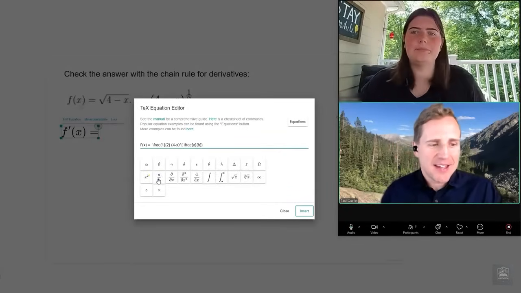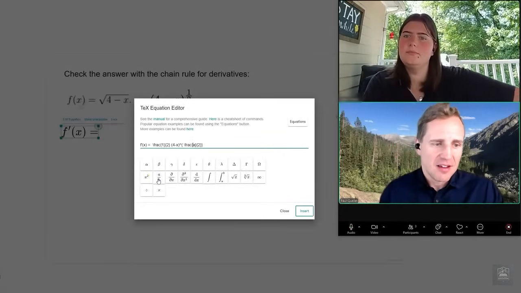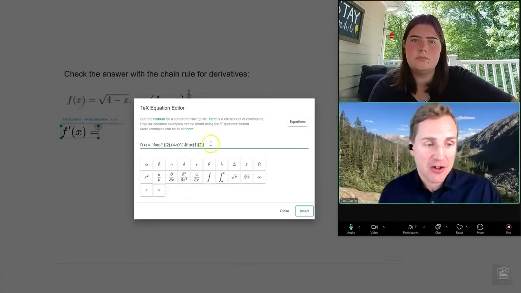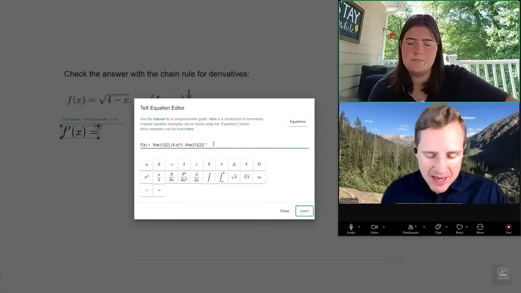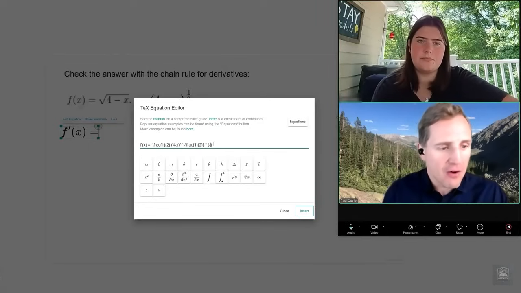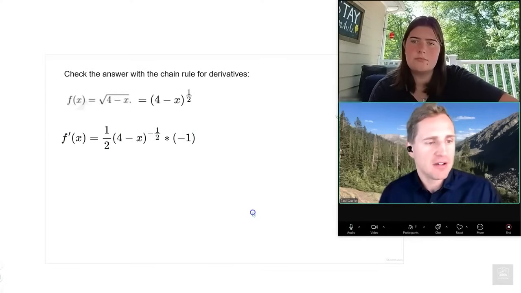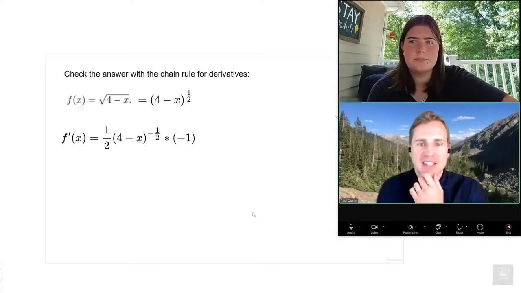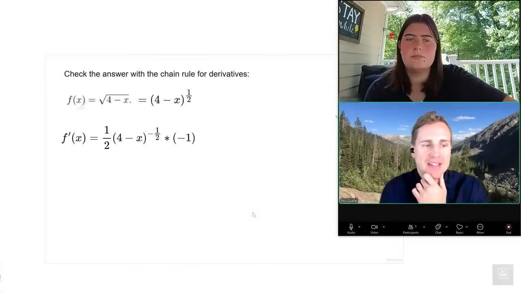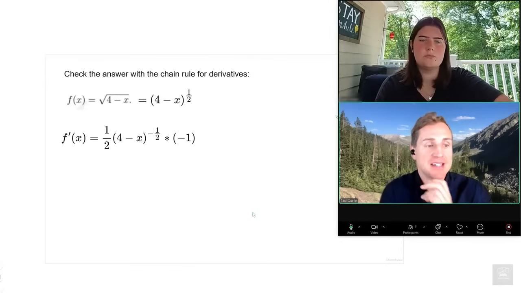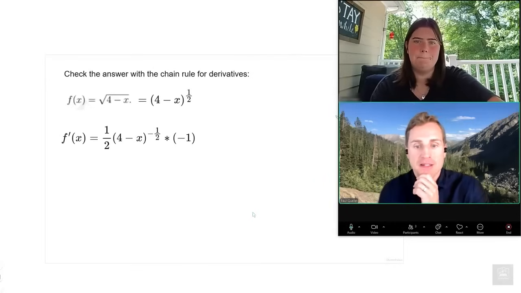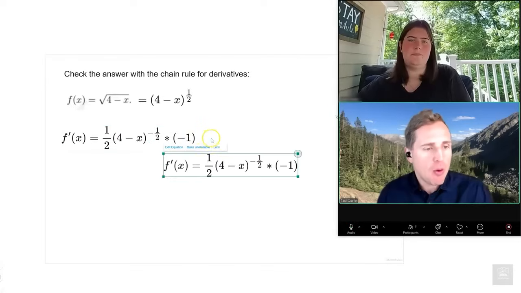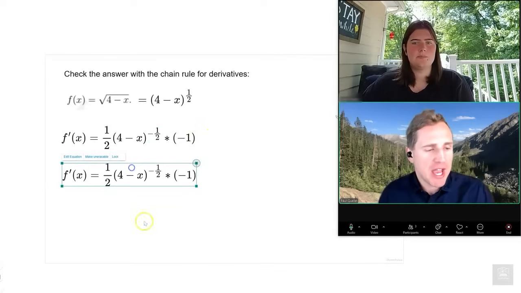So the way I like to say it is the chain rule is the derivative of the outside, keep the inside function, and then times the derivative of the inside function. So it's like that. 1/2 drops down, 4 minus x to the negative 1/2 power, and then times the derivative of the inside. The derivative of the inside is negative 1, because that's the derivative of 4 minus x with respect to x. Now, are we going to end up with the same thing that we calculated before?